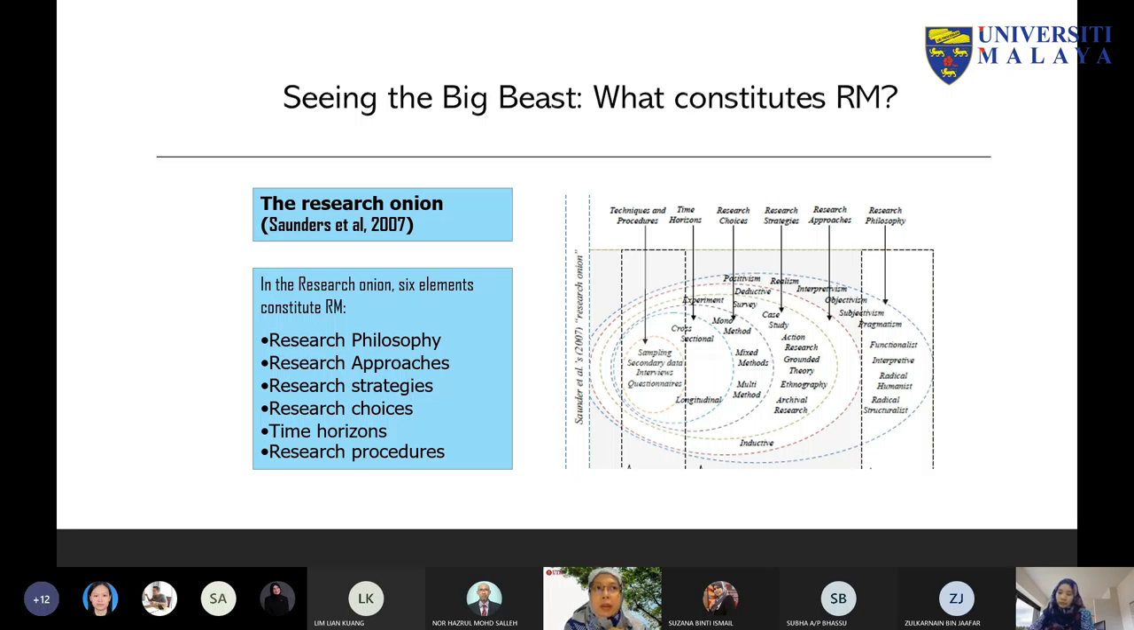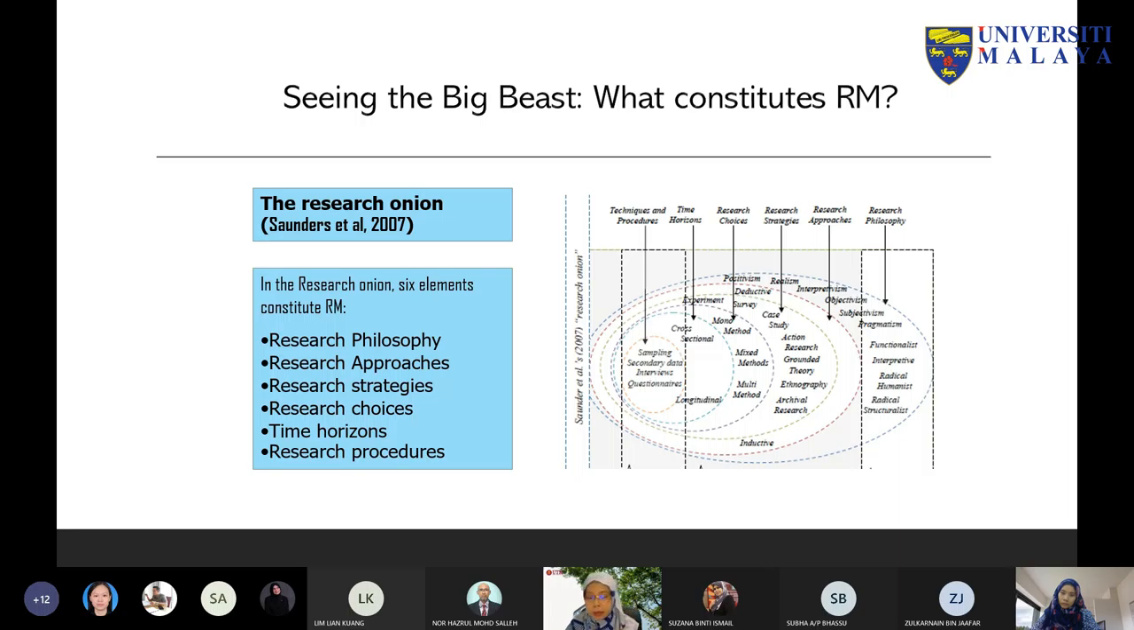What about multi? Multi is you have more than one type of data collection, but it belongs in the same group of data. For example, I'm having interview as my data collection as well as observation. So observation and interview are two different methods of data collection, but from the same type of data group, which is qualitative. So we call it multi-method.